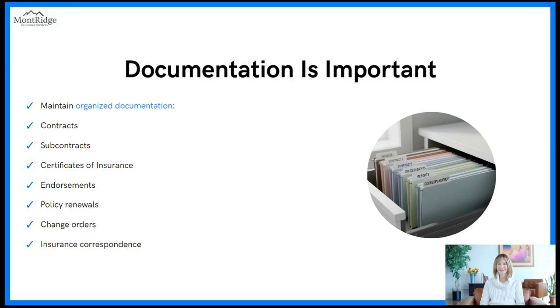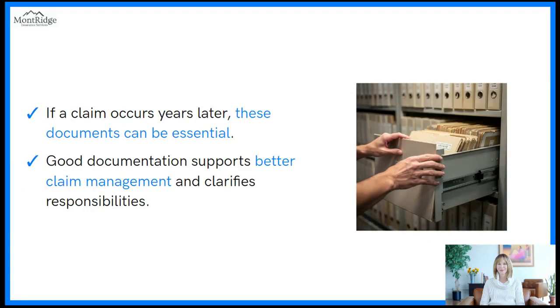Documentation is important. Maintain organized documentation: contracts, subcontracts, certificates of insurance, endorsements, policy renewals, change orders, insurance correspondence. If a claim occurs years later, these documents can be essential. Good documentation supports better claim management and clarifies responsibilities.